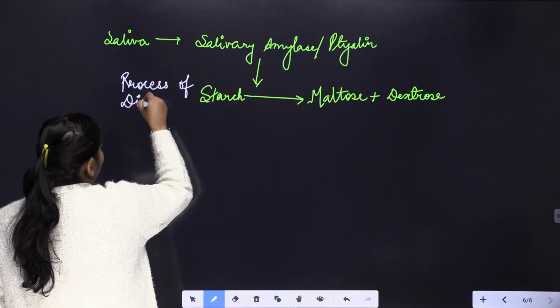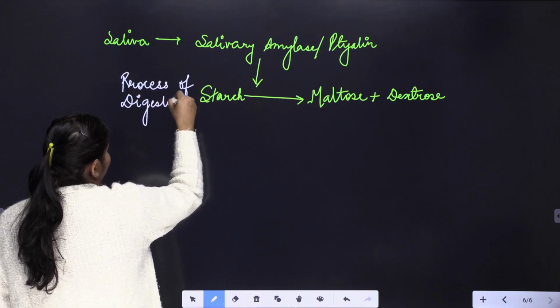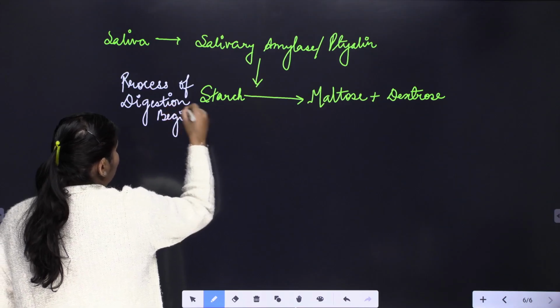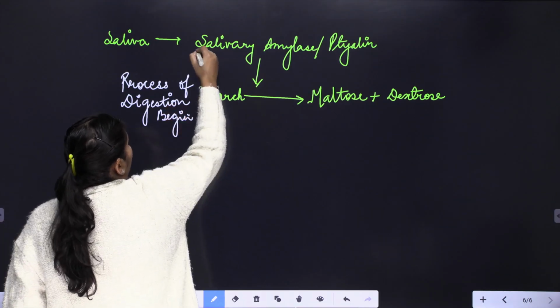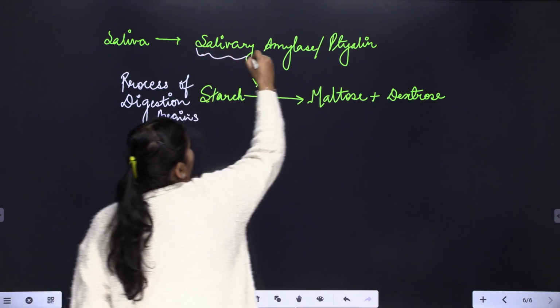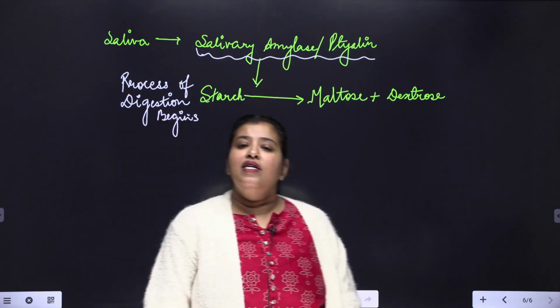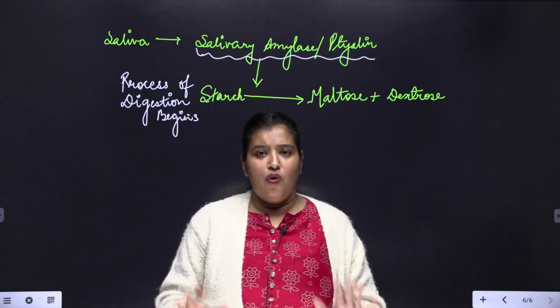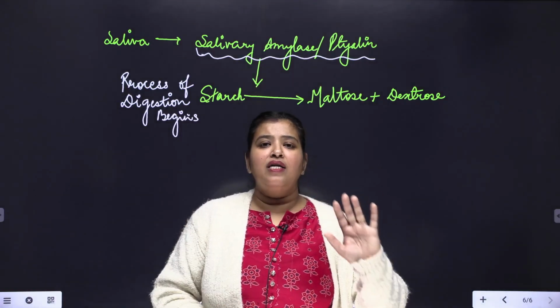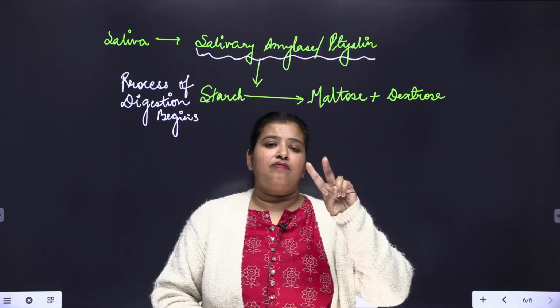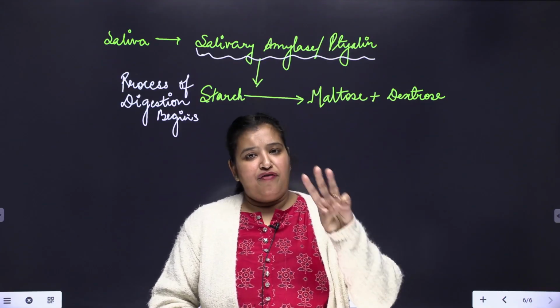In the buccal cavity itself, the process of digestion begins because of the presence of the enzyme salivary amylase or ptyalin. I hope I'm clear with the three parts which are present in the buccal cavity. They are the teeth, tongue, and the salivary amylase.